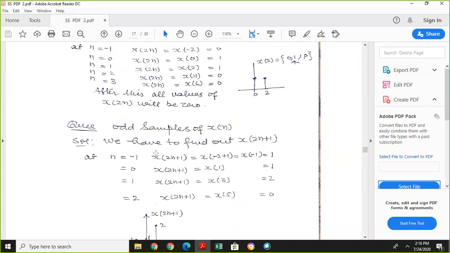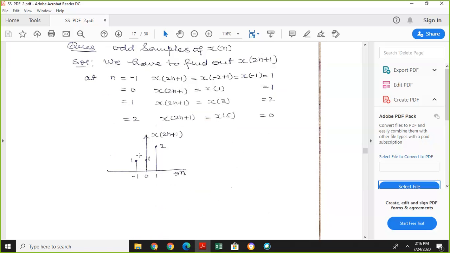For the same question, find out the odd samples of x of n. To calculate all odd samples of x of n, you have to find out x of 2n plus 1. By a similar process, when n is equal to minus 1, you get x of minus 1, the value is 1. Then when n is 0, x of 1 is 1. For n is 1, x of 3, the value of x of 3 is 2, and you have to draw these values in this figure.